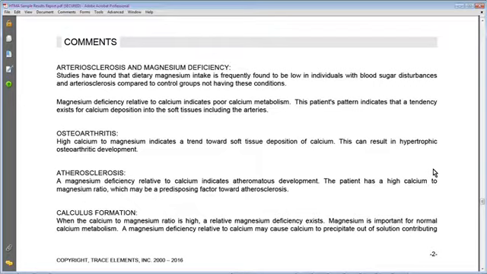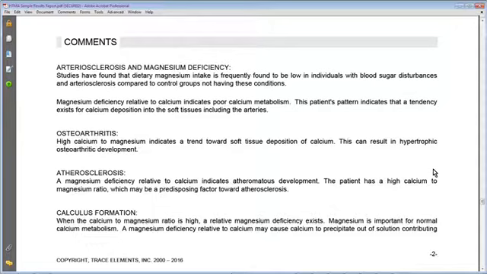Osteoarthritis. High calcium to magnesium indicates a trend towards soft tissue deposition of calcium. This can result in hypertrophic osteoarthritic development. Atherosclerosis. A magnesium deficiency relative to calcium indicates atheromatous development. The patient has a high calcium to magnesium ratio, which may be a predisposing factor toward atherosclerosis.